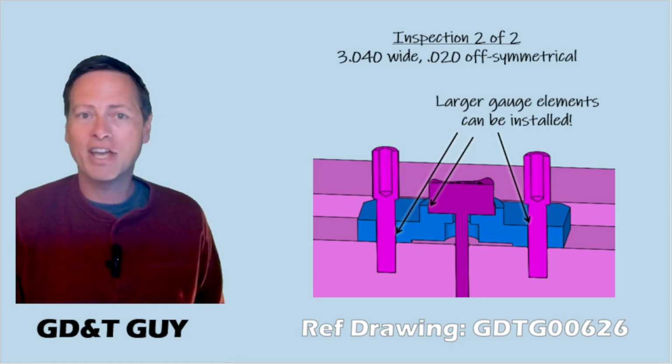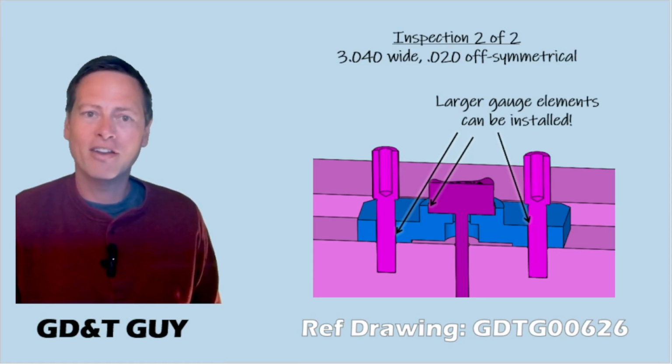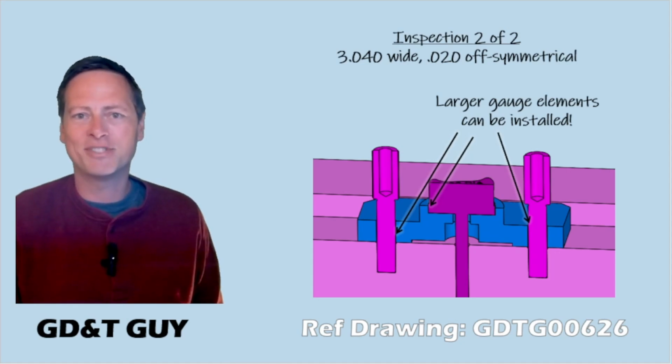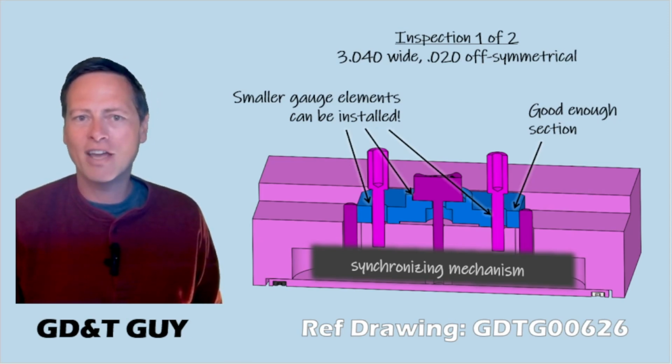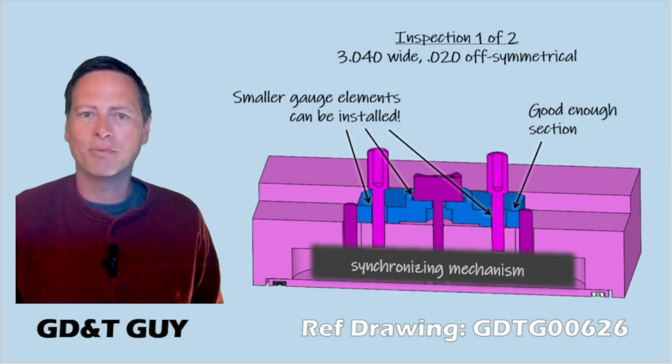All of these larger gauge elements will fit through the part now that we are free from the datum C constraint. Let's go back to that step 1 of the inspection again. You know, we can see that the features are shifted and this hole on the right is getting closer to the end of the part. But because the part is so wide, we still have the good thick section we are looking for.